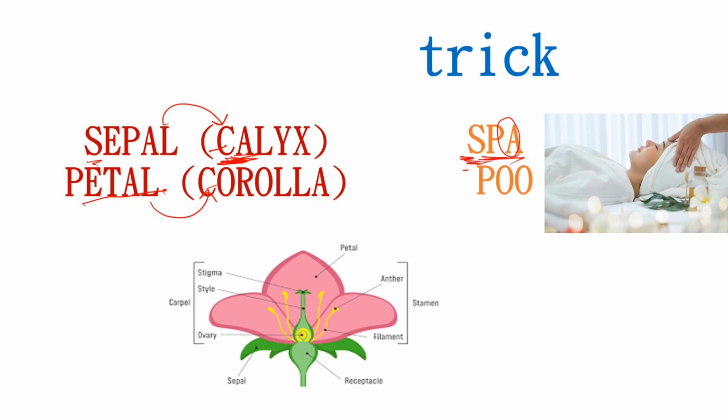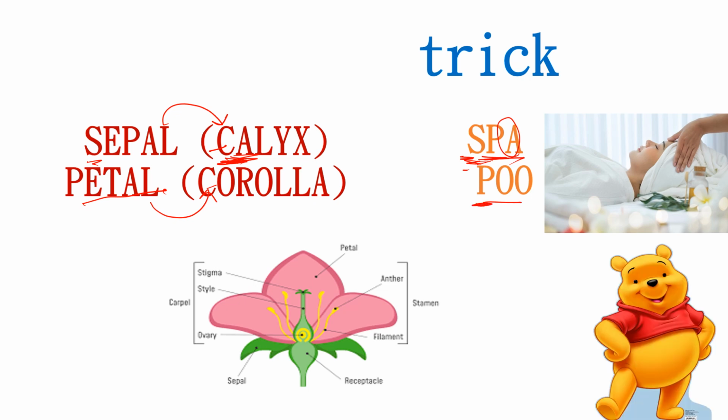While in poo, from P, it's petal. And from corolla, in corolla there are two O's. There are no O's in calyx. So poo is determining petal for corolla, and from spa, it's sepal for calyx. This is a very simple trick to remember.